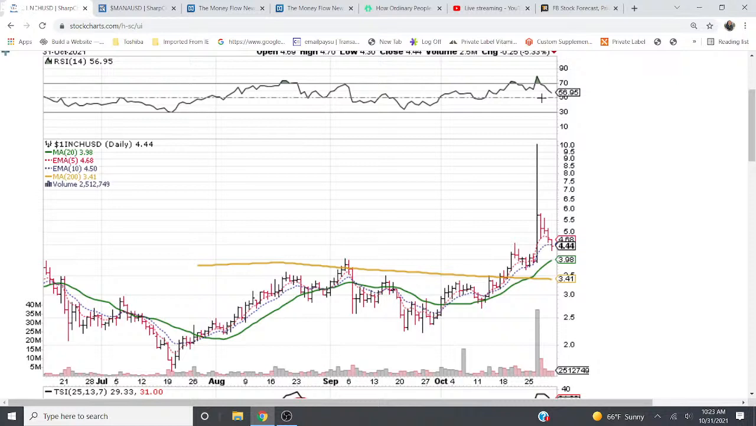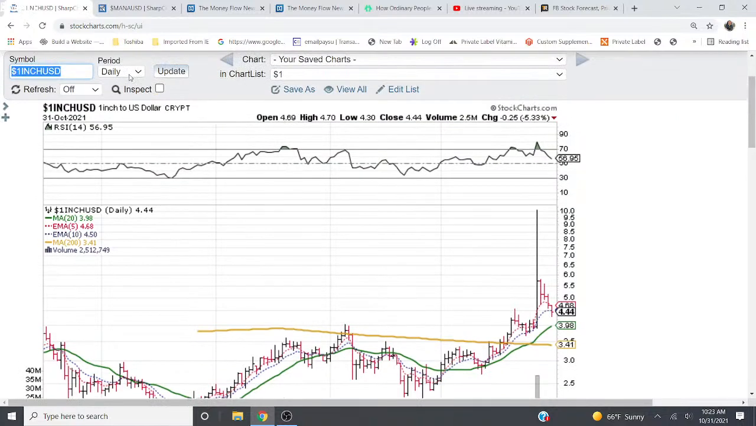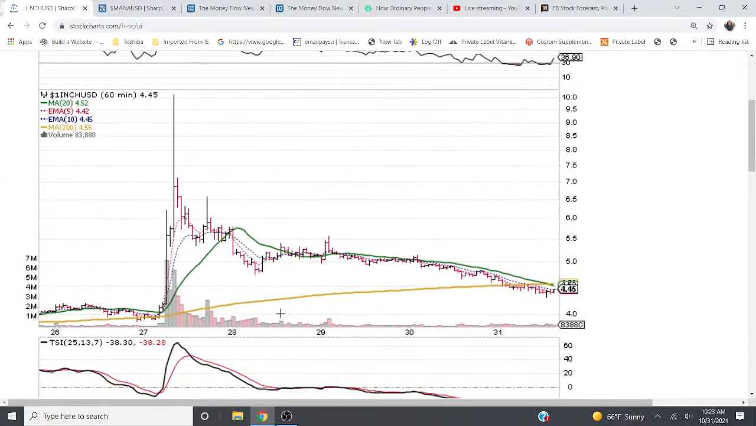Now some of them are day traders and they're playing. So the money flow is fractal. Let's drop it down to a 1 hour chart. Look what we saw in the 1 hour. Big explosion. There's your sell signal, right?